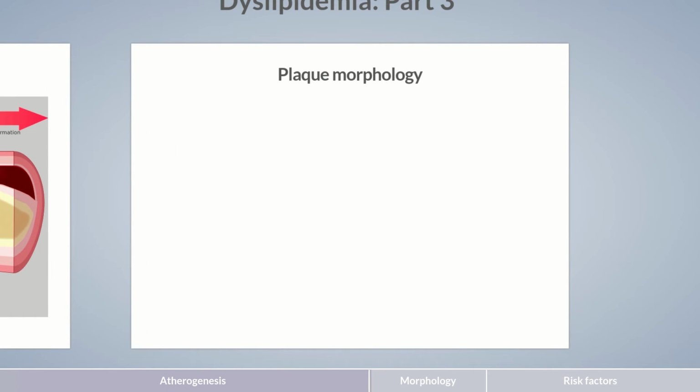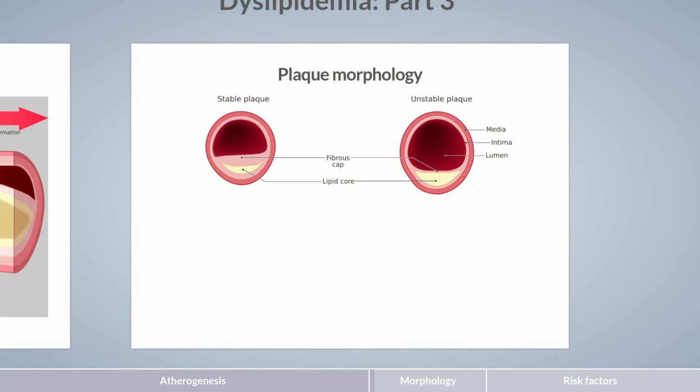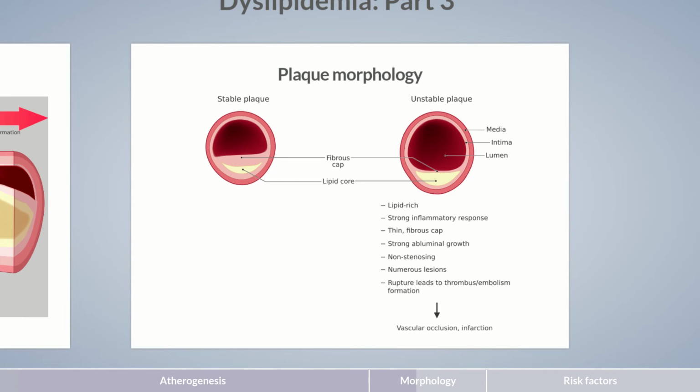There are two types of plaques, stable and unstable. In unstable plaques, as we've just seen, a lipid-rich core forms with a strong inflammatory response. This destabilizes the fibrous cap, increasing the risk of plaque rupture. Here, plaque growth is usually abluminal, that is, outward growth from the lumen. Therefore, unstable plaques are mainly non-stenosing. In extreme cases, these lesions occur in large numbers. If plaque rupture occurs, the result is, as we previously saw, the formation of a thrombus or embolism with corresponding acute vascular occlusion and infarction.